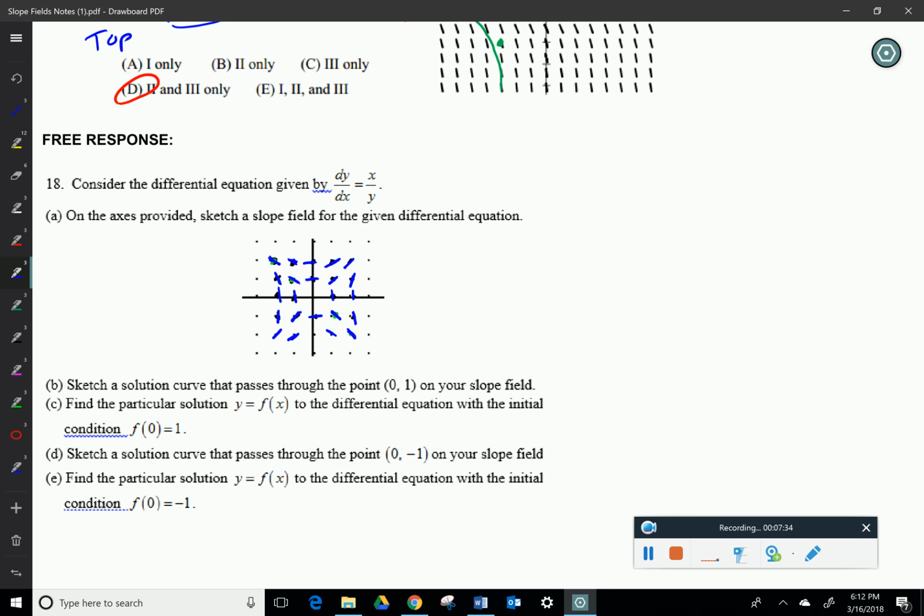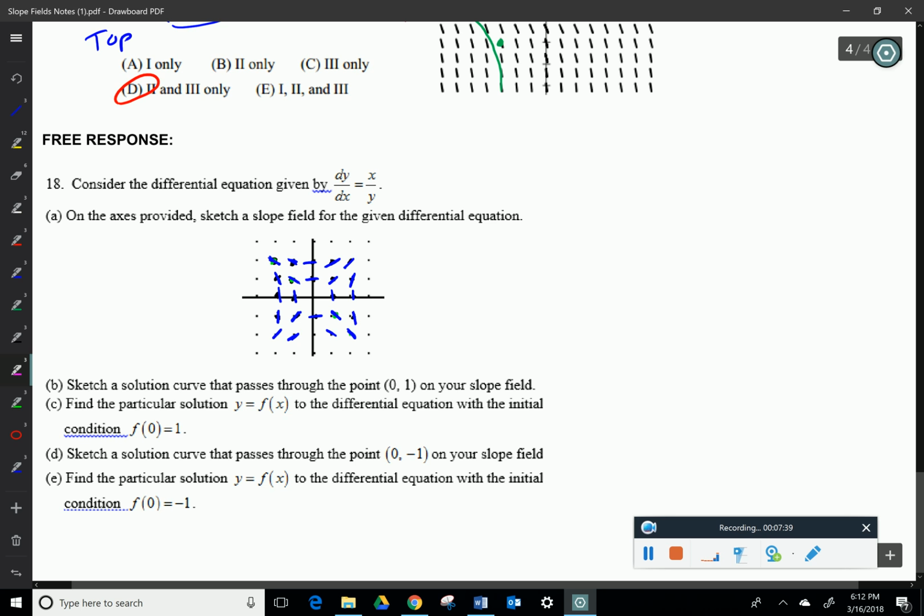Look at letter B. Sketch a solution curve that passes through the point 0, 1. Well, here's the point 0, 1. Up here, it looks like the solution curves are going to do something like this. And again, if I had more points on there, I could get a better idea. So that's letter B.